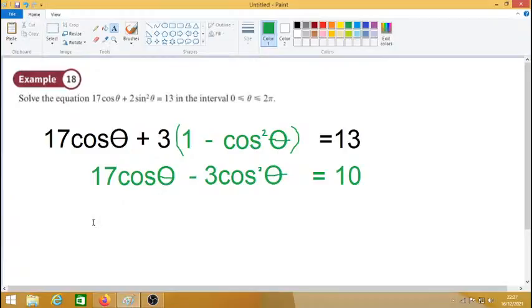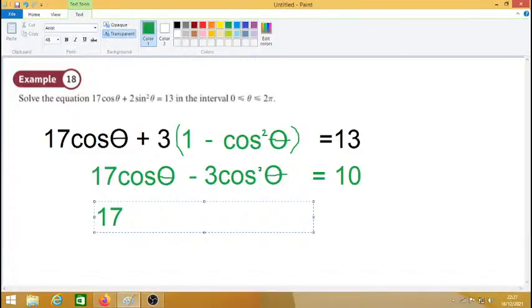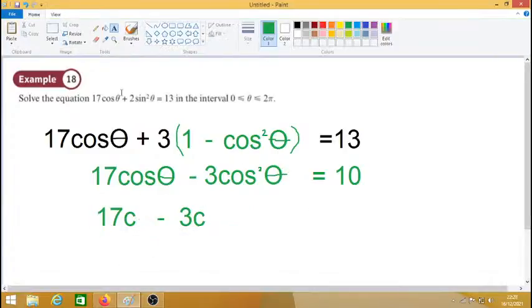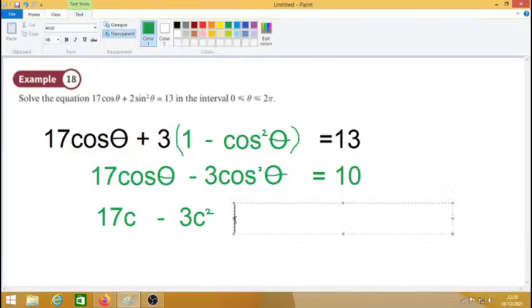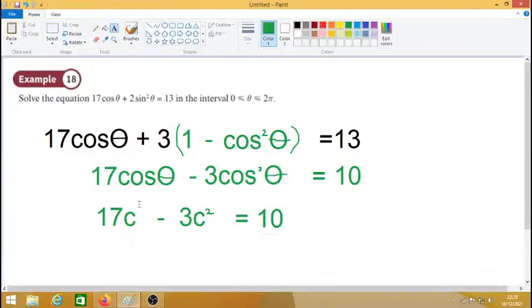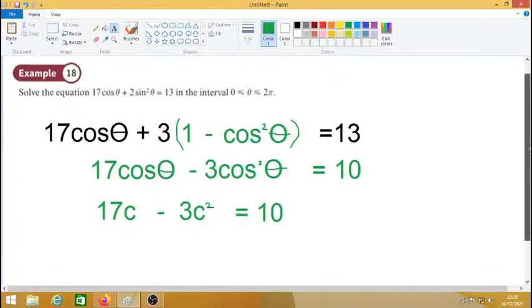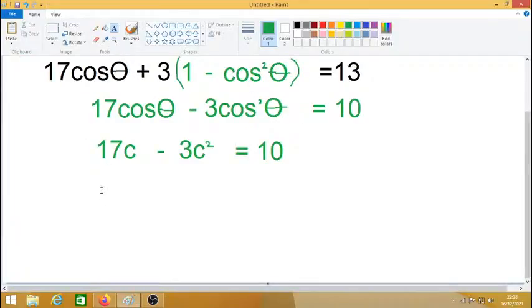So what we're going to do is a little trick that you probably use quite a lot when you're dealing with these kind of equations. Cos theta, we're just going to write as c. So let's just simplify it down. So if cos theta we're going to write as c, then cos squared theta we're going to write as c squared. And equals 10 stays as equals 10. Now it's written like this, it's just easier to recognize it's a quadratic equation.